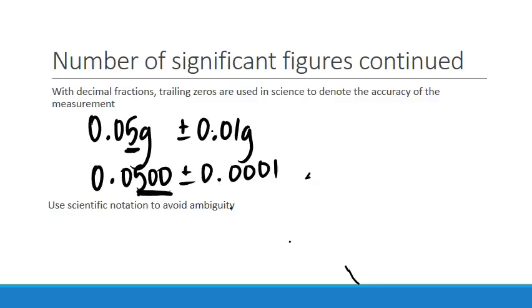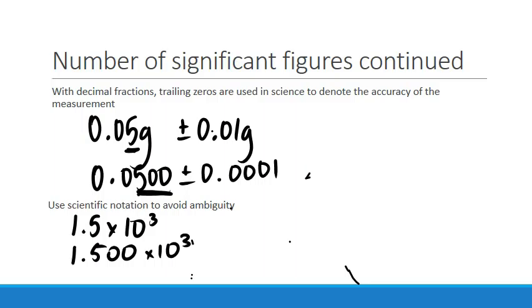We can use scientific notation to try and avoid making incorrect calculations. So 1.5 by 10 to the power of 3, that tells us that there are only 2 significant figures in that calculation, whereas 1.500 by 10 to the power of 3 tells us that there are 4 significant figures.